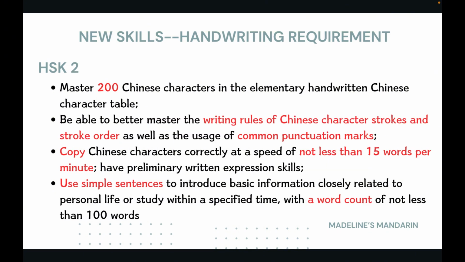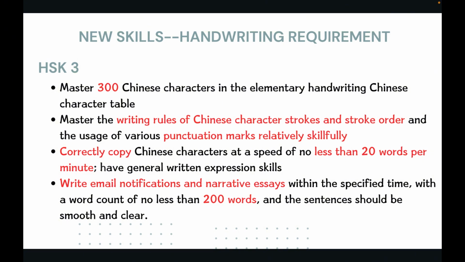HSK 2. You need to master 200 Chinese characters in the elementary handwriting Chinese character table. You are able to better master the writing rules of Chinese character strokes and the stroke order, as well as the usage of common punctuation marks. Copy Chinese characters correctly at a speed of not less than 15 words per minute. Have preliminary written expression skills. Use simple sentences to introduce basic information closely related to personal life or study within a specified time, with a word count of not less than 100 words.